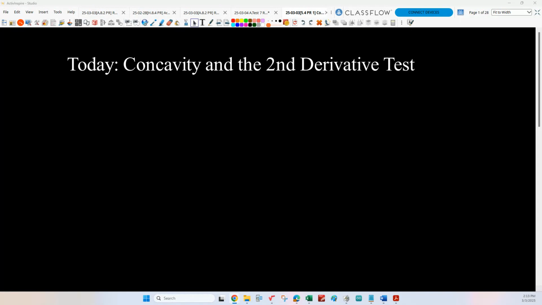If f prime is negative, then that just means the y values are changing in a negative way with respect to x, and so the y values are going to be shrinking as we move to the right. We're going to be walking downhill. Well, what's the second derivative? What are we differentiating in the second derivative? The second derivative is the derivative of what?